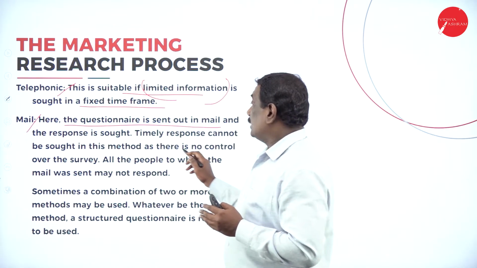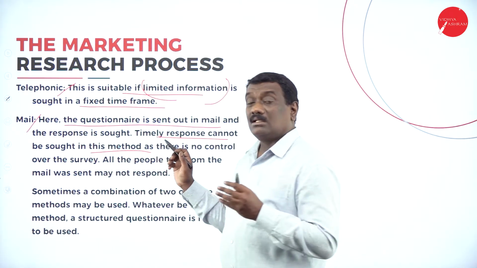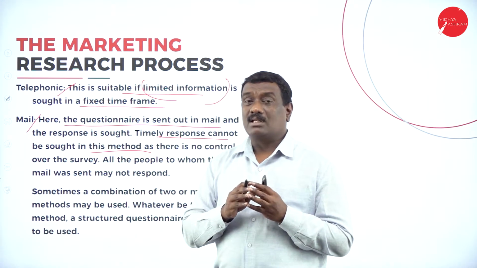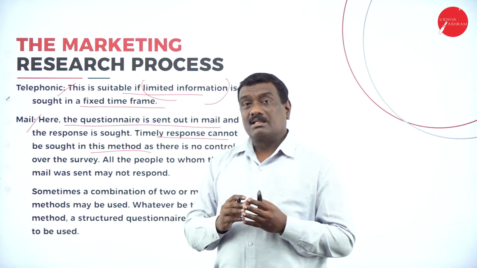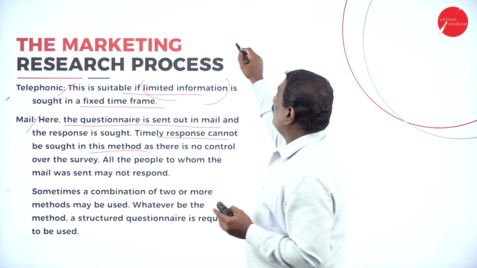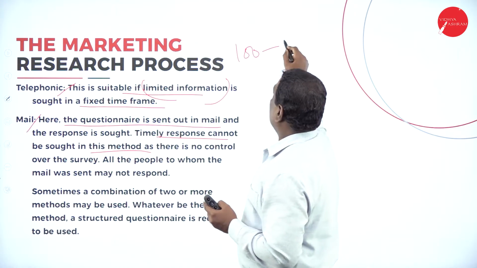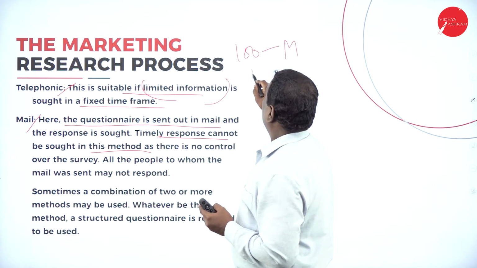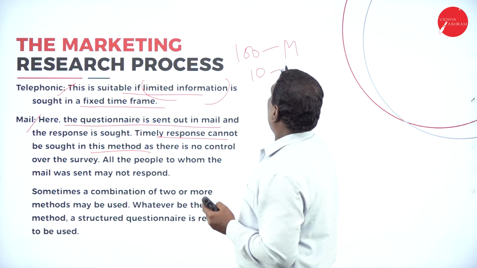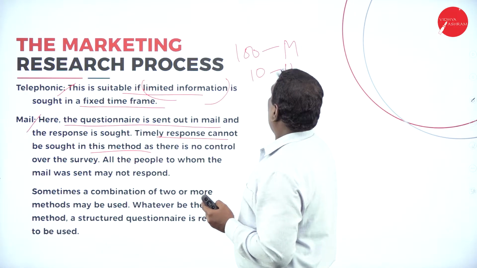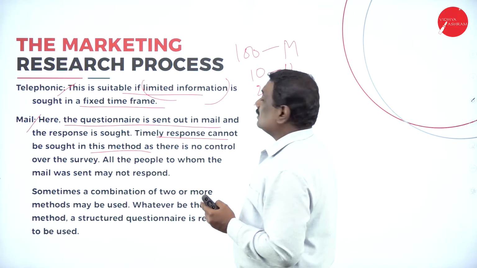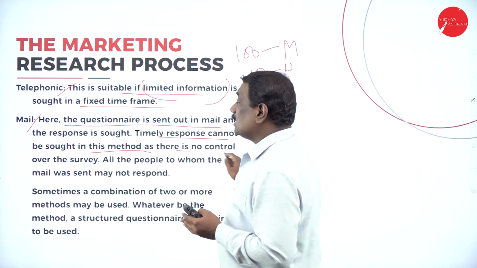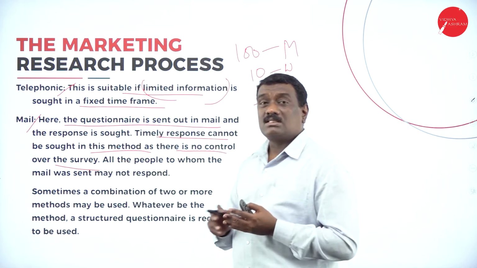But it says the timely response cannot be sought in this method. So you cannot get the response within the stipulated time period, because some may see it, some may not see it, and some may answer, some may not answer. So out of 100 people you have sent the questionnaire to by mail, only around 10 people may have seen it, and only 2 may answer it. So it does not have a very good response. It doesn't have any control over this kind of survey, that is through mails.